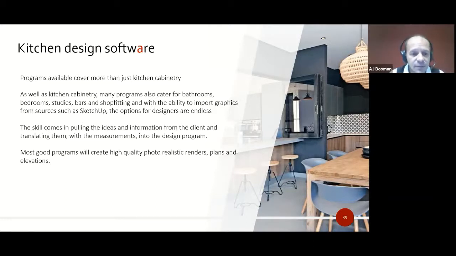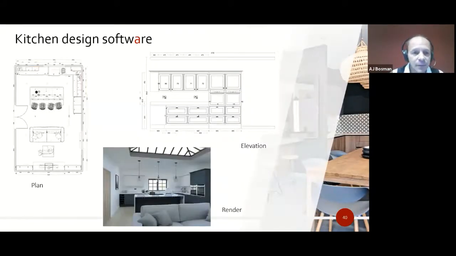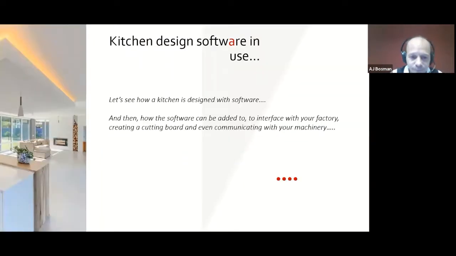The skill comes in pulling the ideas and information from the client and translating them, with the measurements, into the design program. Most good programs will create high-quality photorealistic renders, plans, and elevations. As an example of a kitchen design, on the left-hand side we have the plan that's already been drawn. On the top right is an elevation of one wall, and at the bottom is the 3D render, which has been done for the presentation.